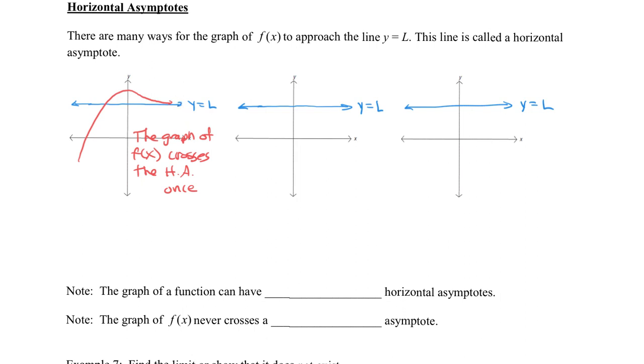Okay, but it could also do something like this. Maybe the graph of the function does this and never touches it, and so it never crosses. So in this case, the graph never crosses the horizontal asymptote. Okay, that happens too sometimes. What you could have is something like this, where the graph of this function crosses infinitely many times. It's getting closer and closer and closer. It's hard to show on a graph by hand like this, but think of this, it gets closer and closer and closer, but it crosses infinitely many times. So that could also happen.